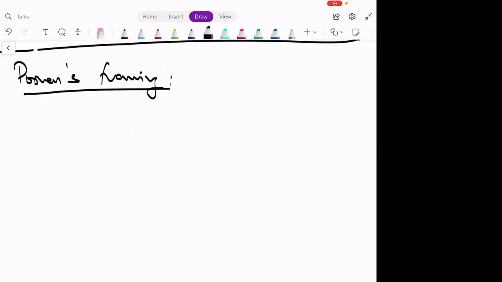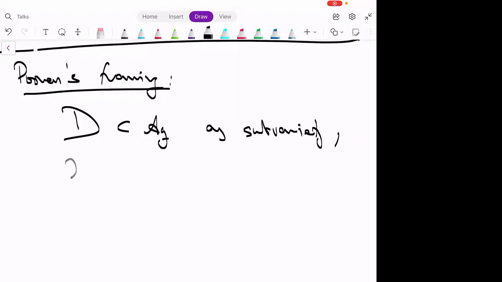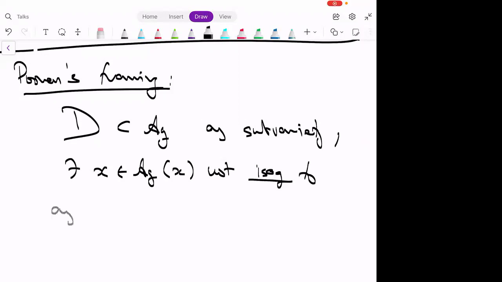So here's Poonen's framing. Suppose D contained in A_g is any subvariety. Of course, the problem will follow from the case of divisors. But suppose you have any subvariety, then the question is, does there exist a k-valued point of A_g that's not isogenous to any point in D? And of course, if k is Q bar, the exact same proof works.